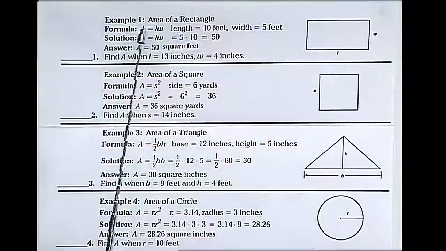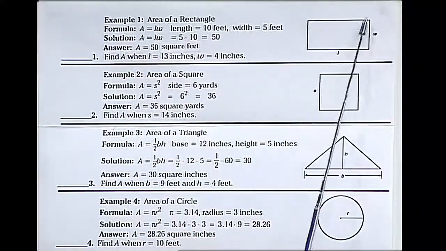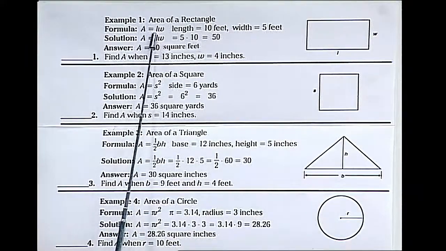Example 1 has the area of a rectangle. We have a rectangle here with length and width. The formula for area of a rectangle is length times width. This is an algebraic expression. Two letters next to each other mean to multiply.